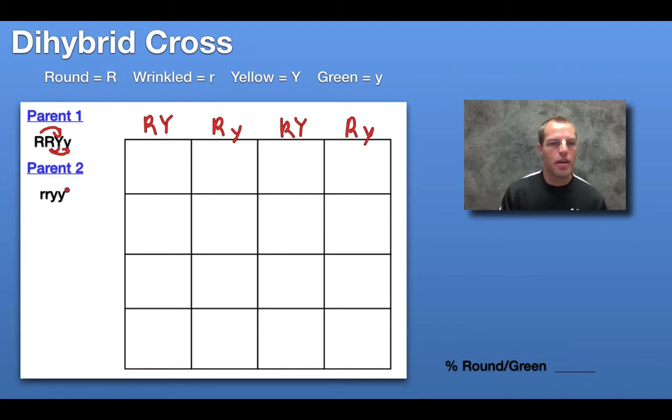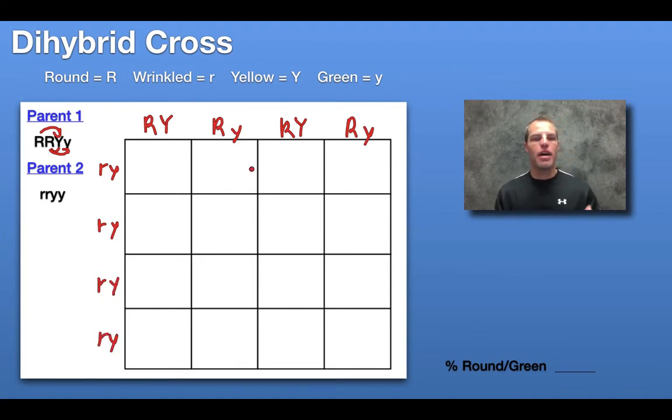Let's take this other parent. Let's put them down this side. Well, this one's pretty easy. First R with the first Y is going to be little r, little y. First R with the second Y, also little r, little y. All my possibilities are going to be little r, little y.